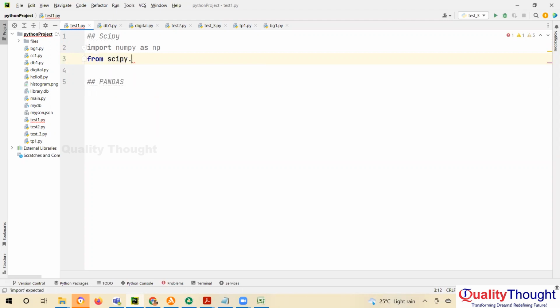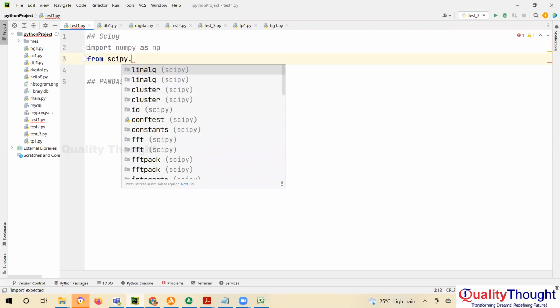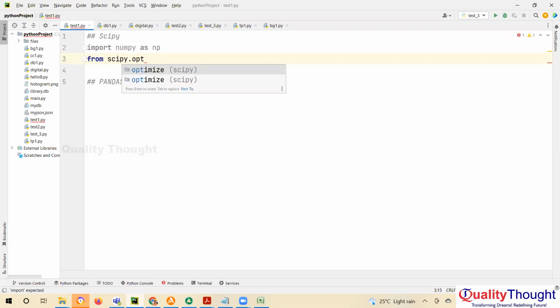So you have something called optimize. These are called optimization problems. So scipy.optimize, and we will use it.